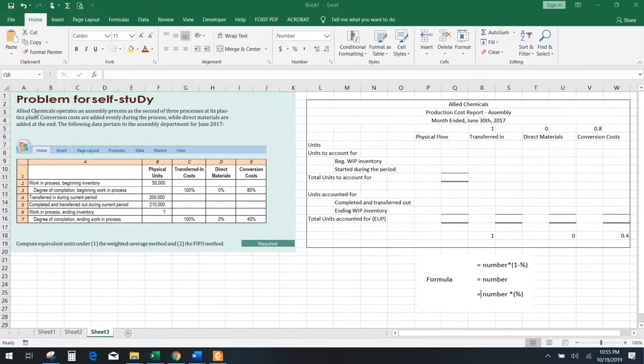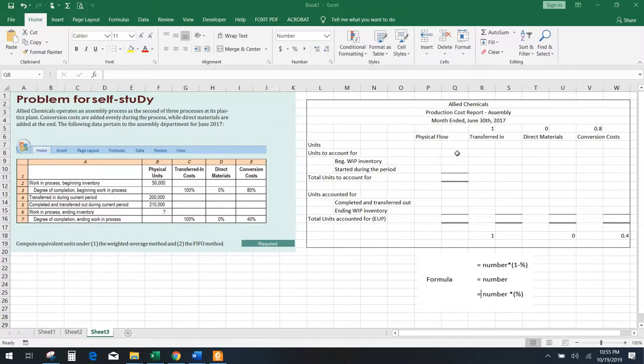I'll go ahead and read it again quickly. Allied Chemicals operates an assembly process as the second of three processes as it processes its plastic plant. Conversion costs are added evenly during the process, while direct materials are added at the end. The following data pertain to the assembly department for June 2017.